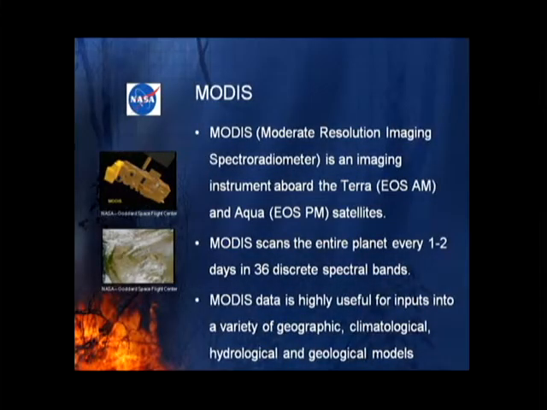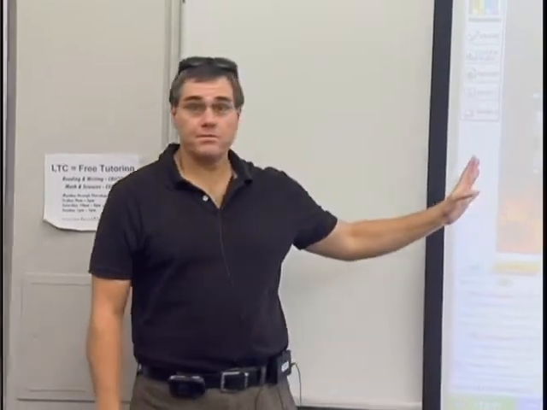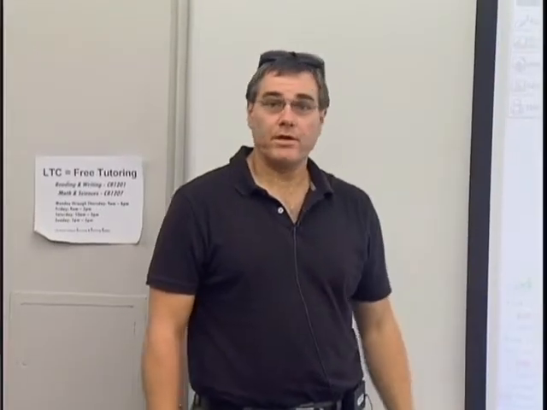You compare the two. Okay, MODIS is one of the satellites where we get information for fire modeling, provided by NASA, and two satellites, the Terra and the Aqua satellites. MODIS scans the entire planet every 1 to 2 days in 36 discrete spectral bands. And MODIS is used for a lot of applications, not just fire prevention. There's a whole host of GIS applications that it's used for.